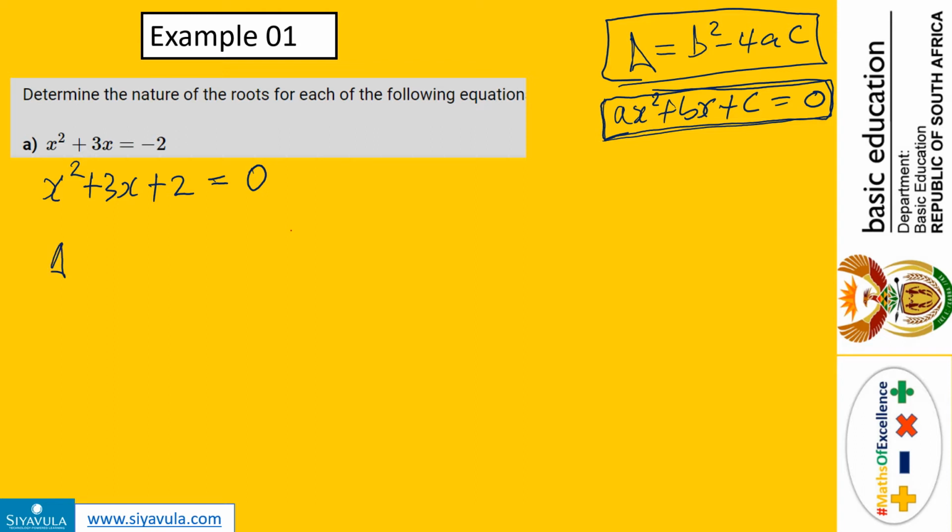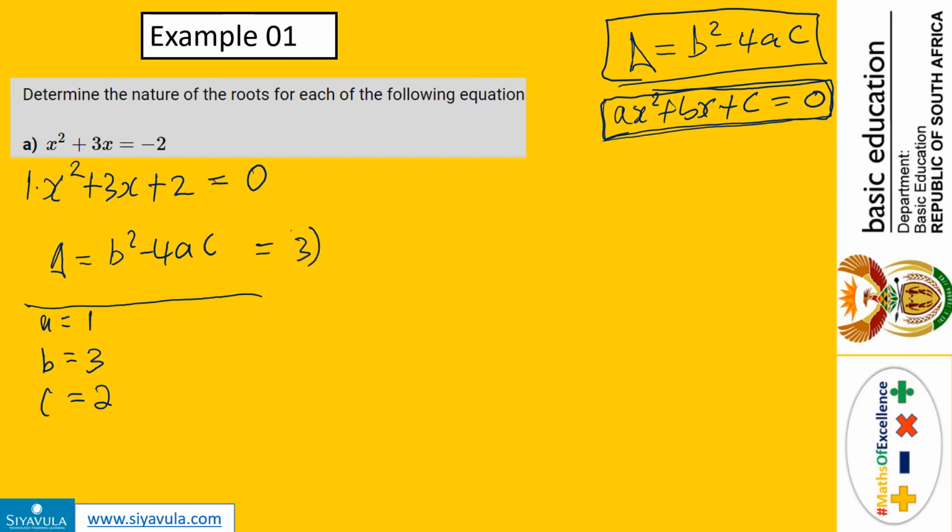Then I can calculate my delta. Delta is b squared minus 4ac, right? So I must have a, I must have b, I must have c, in order to calculate that delta. My a is the coefficient of x squared, the number that is behind x squared, it's 1. My b is the coefficient of x, the number that is behind x, is positive 3. My c is the constant, which is 2.